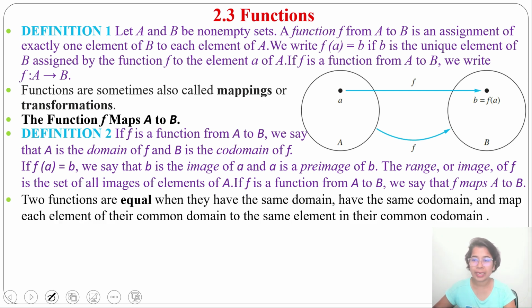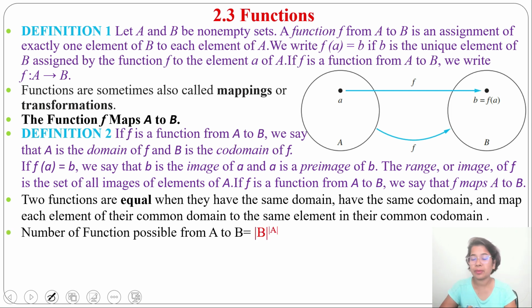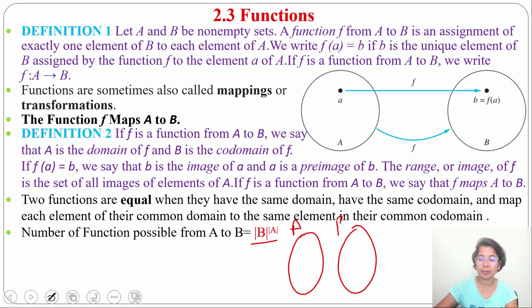Two functions are equal if they have the same domain, the same codomain and the same mapping. The number of functions possible from set A to set B equals the cardinality of B to the power of the cardinality of A. How did we find this? Let's take an example. Let we have two sets, set A and set B. Now set A contains 1, 2, 3, set B contains simply a, b.